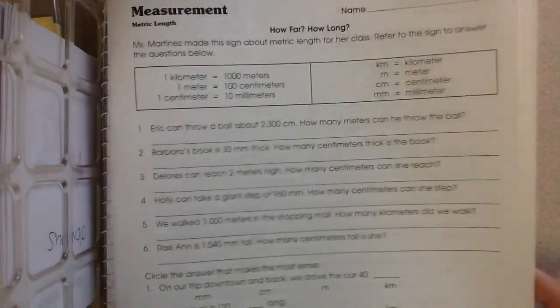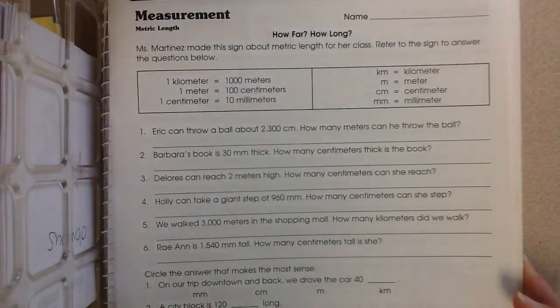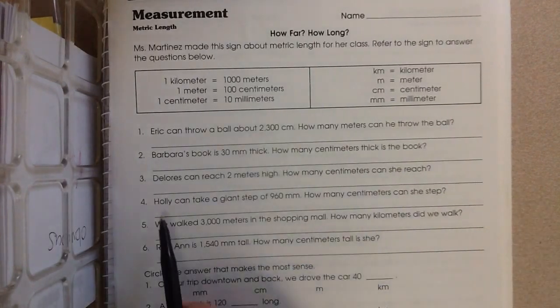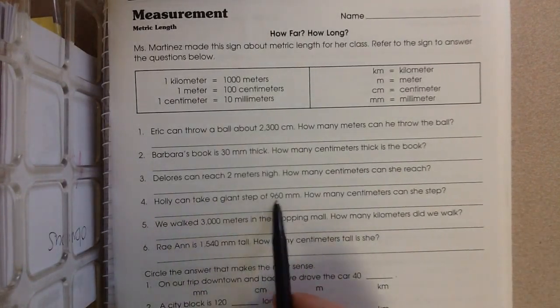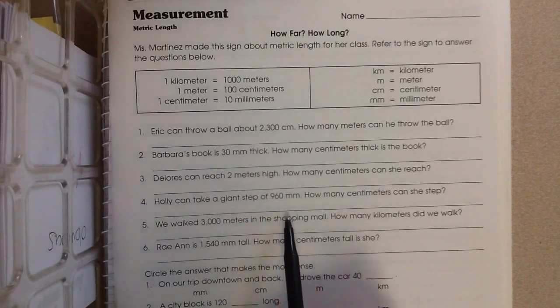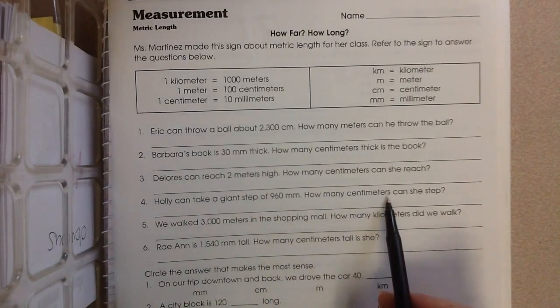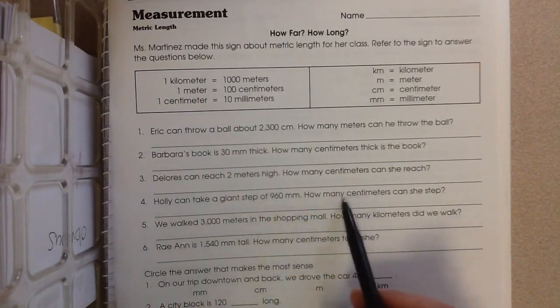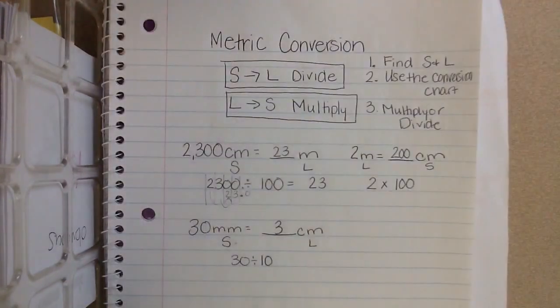Let's do one more on your own, and then we'll move on past length, and we'll move to either weight or capacity. Holly can take a giant step of 960 millimeters. How many centimeters? I have millimeters, going to centimeters.